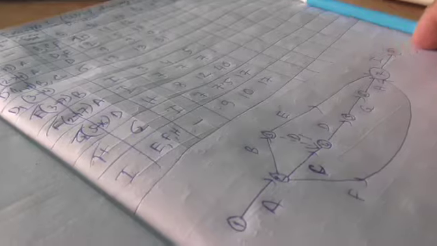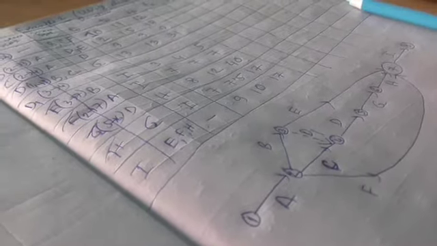E is 3 to 7. F is 2 to 7. G is 5 to 6. So let's calculate. Then H is 6 to 7 and I is finally 7 to 8.